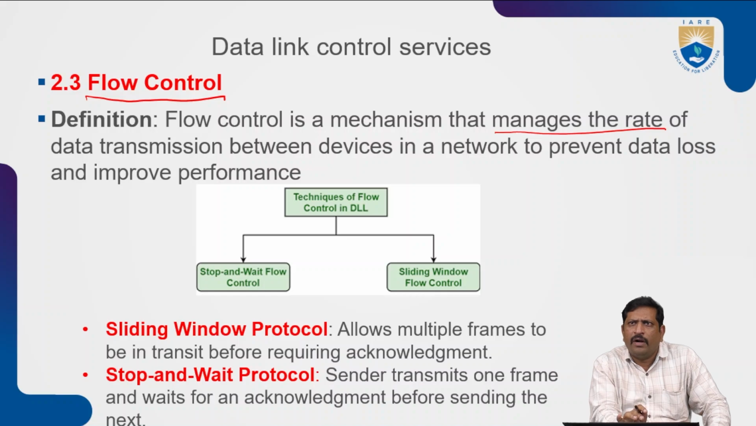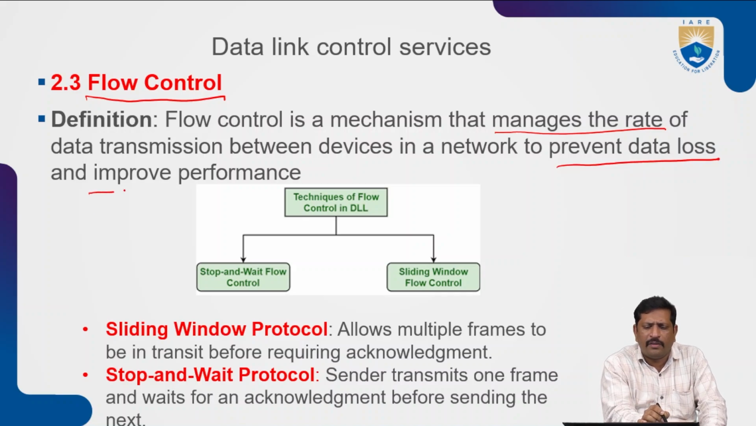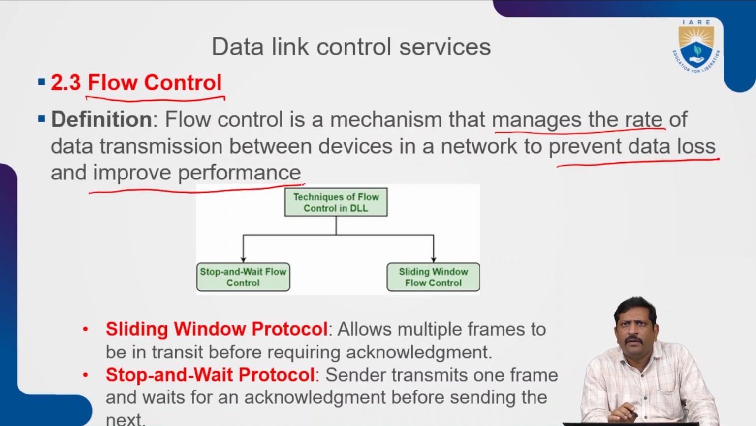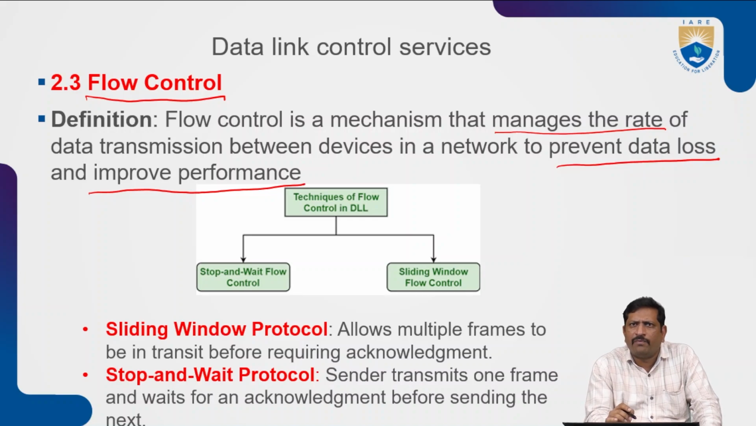That means for whatever data is transferred between two devices over the network, flow control prevents data loss and improves performance. If there is any data loss, it will be prevented, and the data transmission rate and overall performance of the network can be improved.